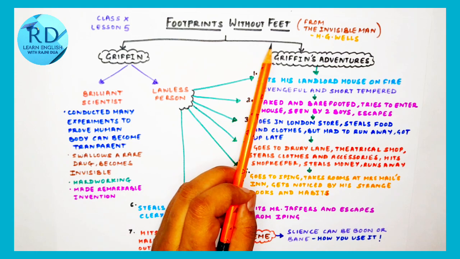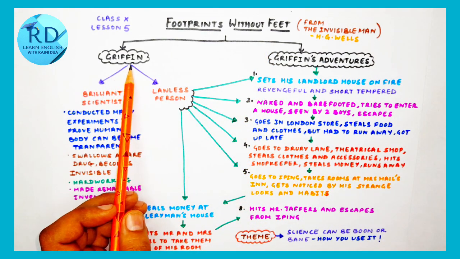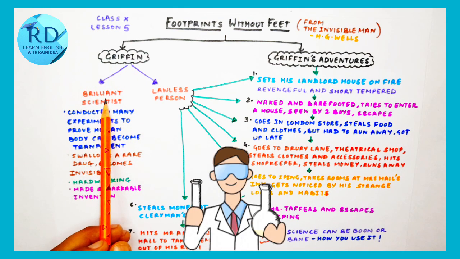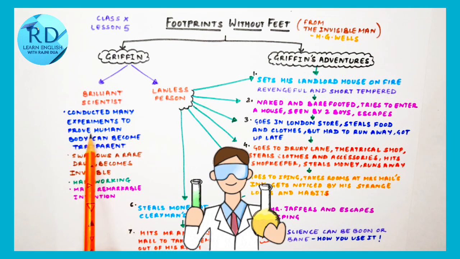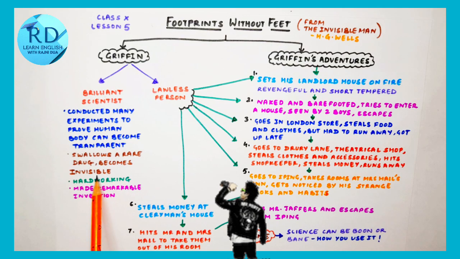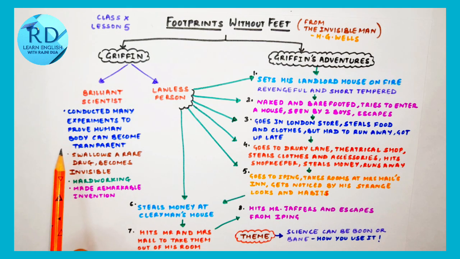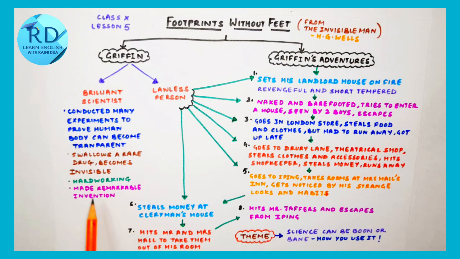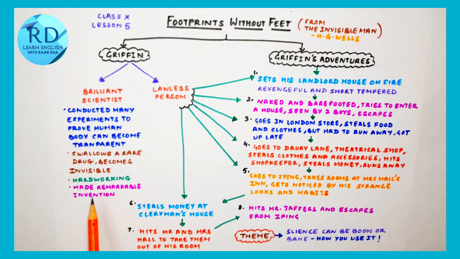Now, Footprint Without Feet is the story of the protagonist Griffin. Griffin is a brilliant scientist. He has conducted many experiments to prove that the human body can become transparent. After conducting a lot of experiments, he swallowed a rare drug and he became invisible. His body was as solid as glass, but it was invisible. This shows that he was really hardworking and he has made a remarkable invention.